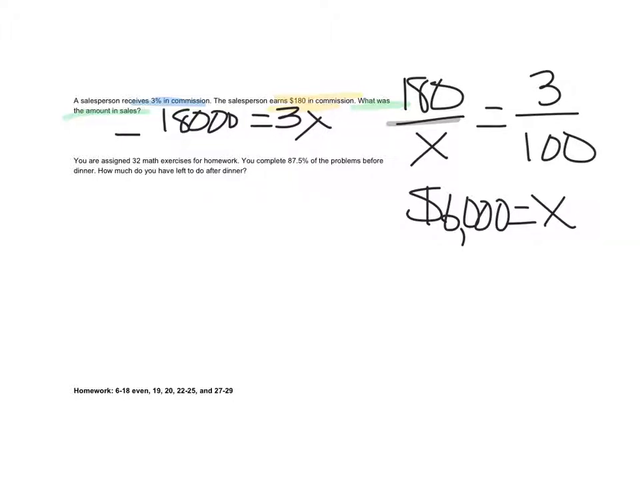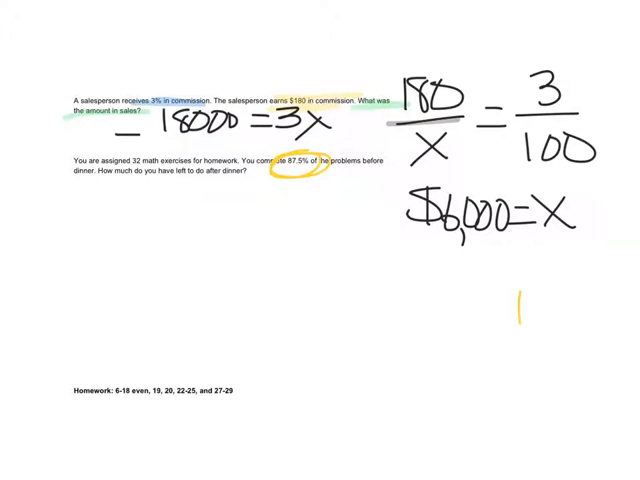Okay, so I think if you look at the 87.5, I believe I changed that. So look at it, because 87.5, I think it was originally 82.5, and I had to change it. So it looks different on my page than it does on yours. Okay, so let's go ahead and read. You are assigned 32 math exercises for homework. You complete 87.5% of the problems before dinner. How much do you have left to do after dinner?